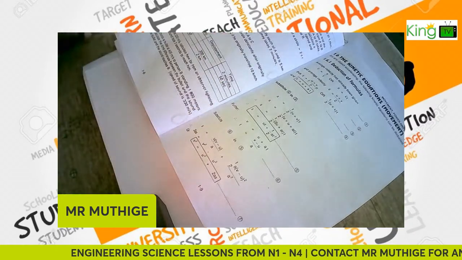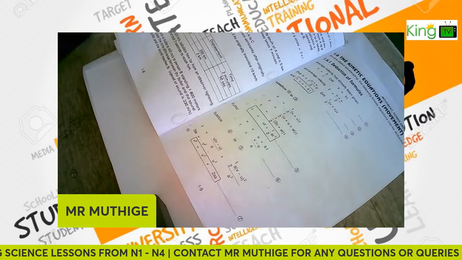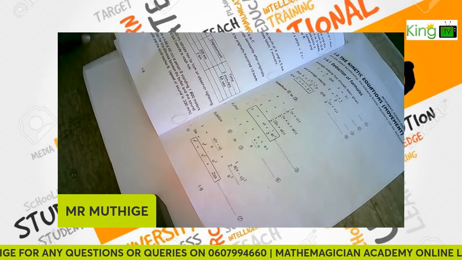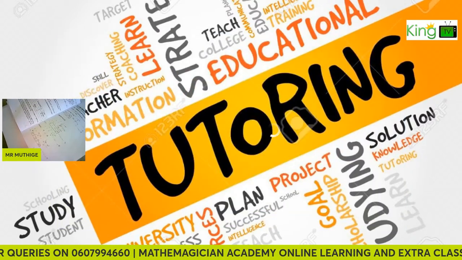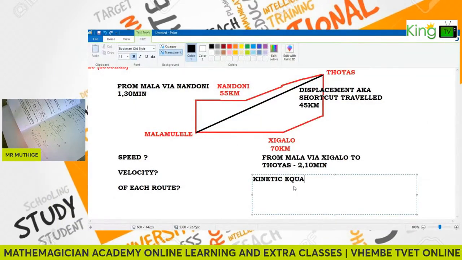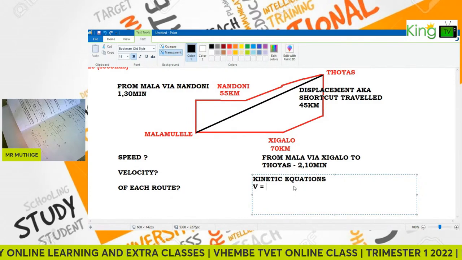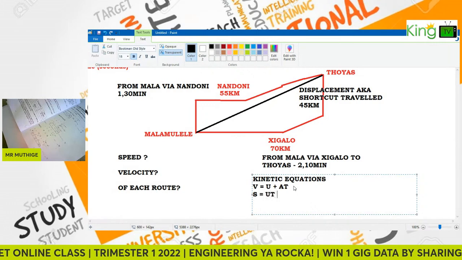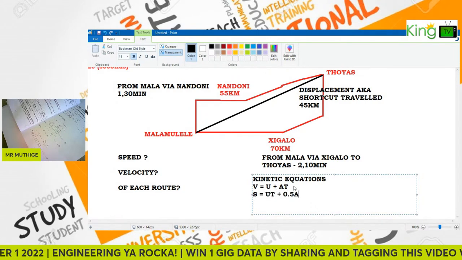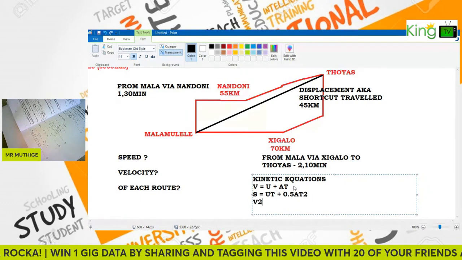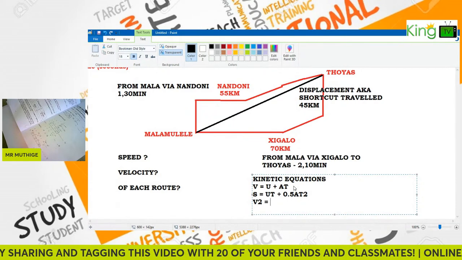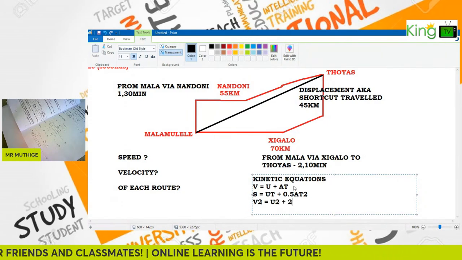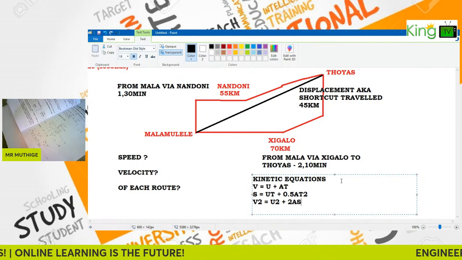When we talk about movement, there are three formulas that I will never leave out. You've got the kinetic equations. Let me close this up again, and then we can share the screen. There we go. Now, kinetic equations. Can I be told, V is equal to? S is what? Come, guys. And then what's the third one? V squared is? So in this case, these are kinetic equations on horizontal.